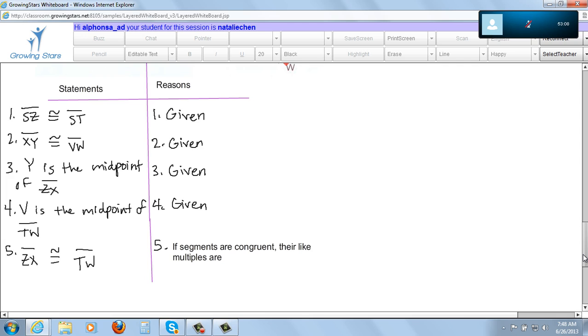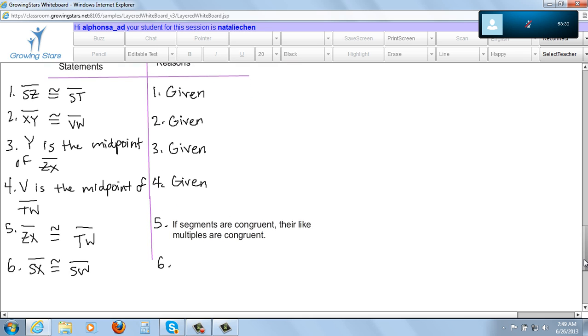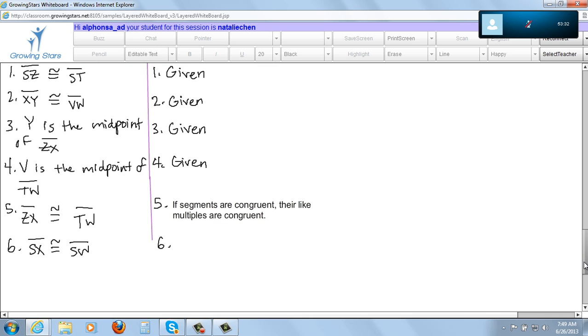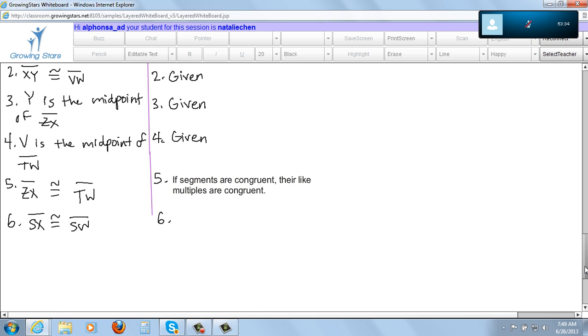Okay, now you got the value of x. Now you can write your conclusion statement, because you're getting ZX congruent to TW. So here, the reason is consecutive interior. And what property is it, multiplication or division? Multiplication.